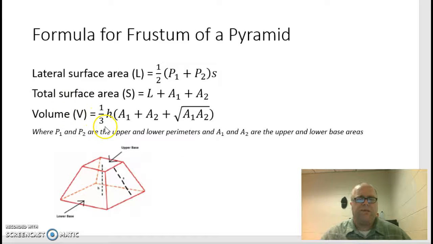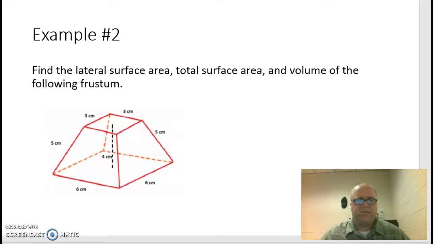And then the volume is going to be, this is kind of a harder formula. We need to make sure that we apply the order of operations in the correct order. It's going to be 1/3 times our height or altitude, and that's going to be multiplied by all of this together. This is the area of our lower base plus the area of our upper base plus the square root of our lower base area times our upper base area. And once again, let's make sure that we do this in the correct order, and we'll take a look at that. So let's look at our final example here.